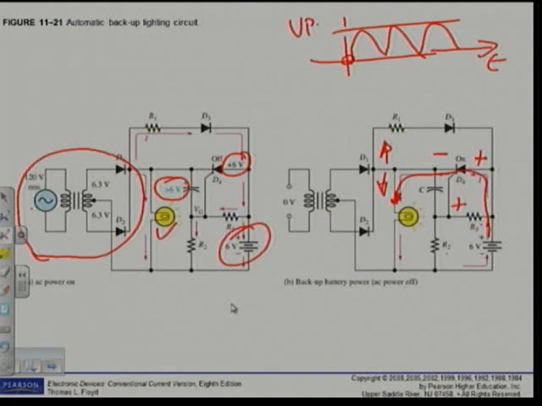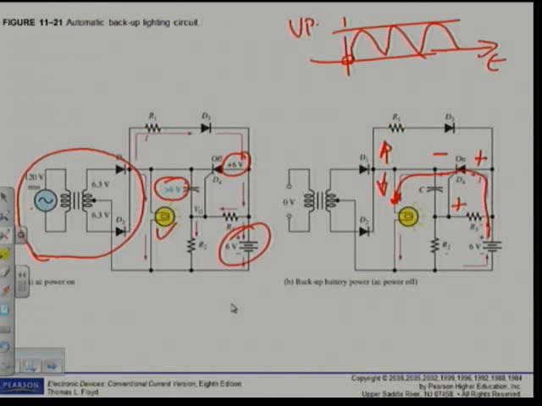You will use this in places where there should always be light. Let's say like in a hospital where they have to do operations, you can basically install something like that. The moment the supply trips, there will still be light. Alright, let's go and have a look at the next circuit.